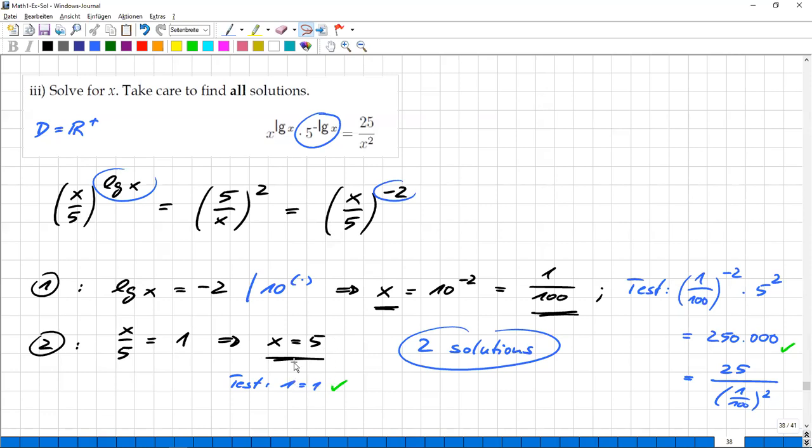You can test it also, and this one is even nicer. If I set x equal to 5 here, I have 5 to the power of lg 5, but times 5 to the power minus lg 5. So this time it's an expression which neutralizes itself. It has to be 5 to the power lg 5 divided by 5 to the power lg 5, if I use this law of negative exponents again. And so this, of course, equals 1. And the right-hand side, of course, is 25 divided by 5 squared. So 25 by 25 equals 1.